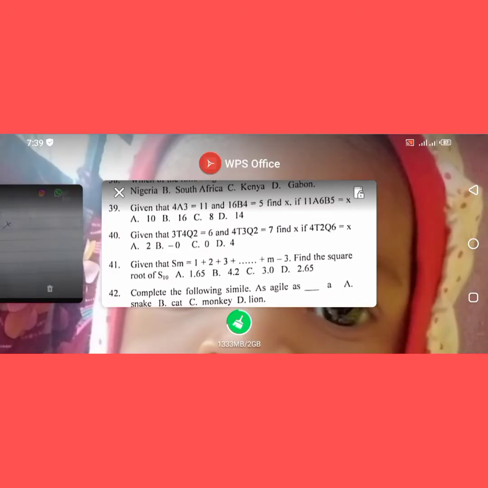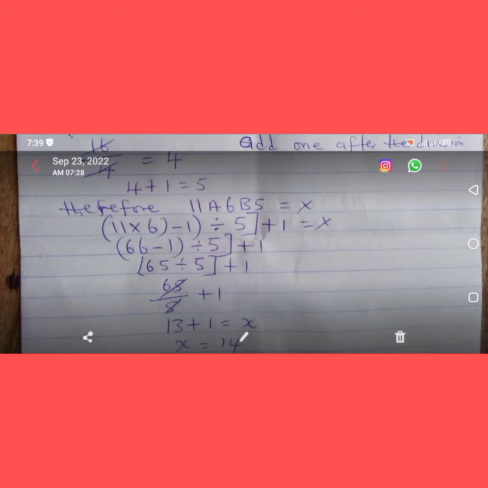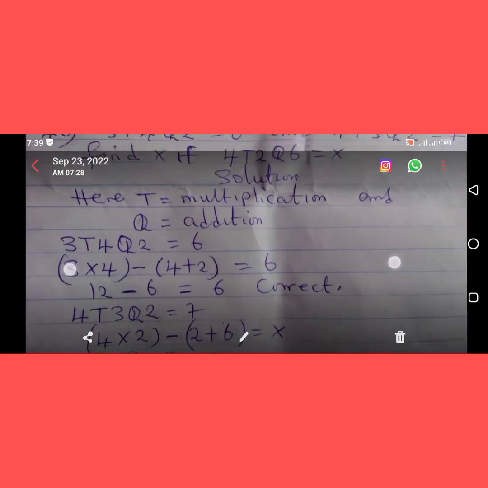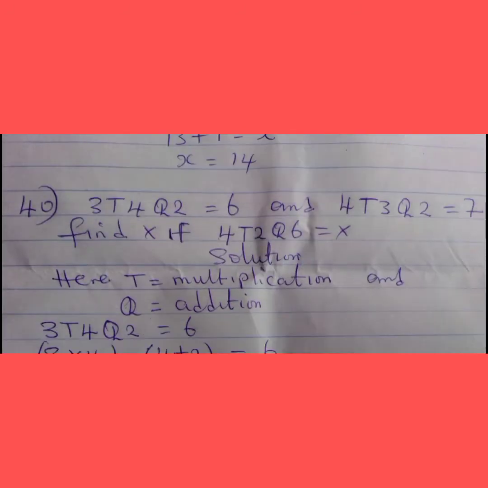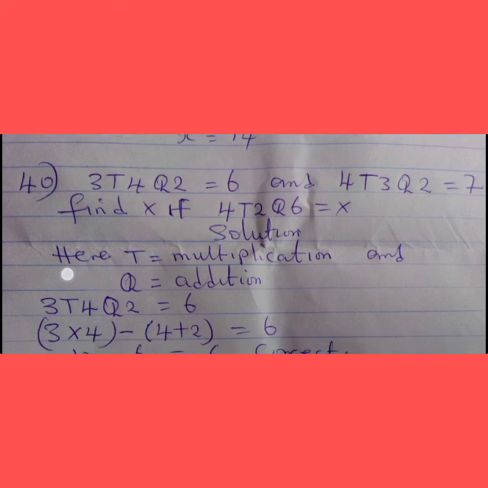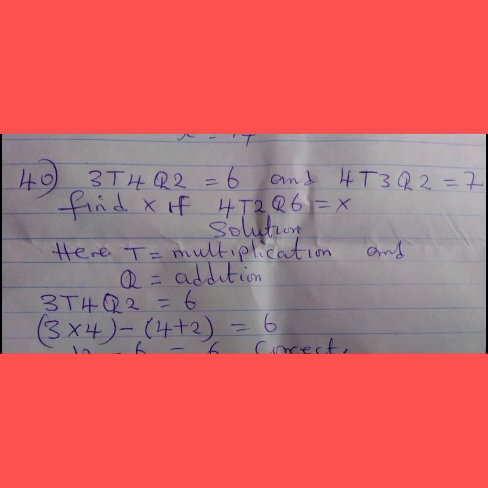Next question says that number 40, given that 3T4Q2 is equals to 6 and 4T3Q2 is equals to 7, find X if 4T2Q6 is equals to X. Okay, now in this particular one we have to do trial and error and ascertain what is T or what should be Q. Okay, now here we're going to solve it. Look at it very well. So we now have that here T stands for multiplication, Q stands for addition in this context.